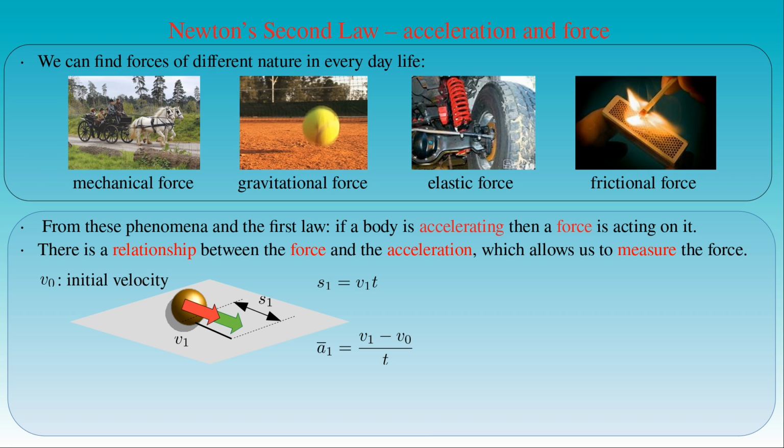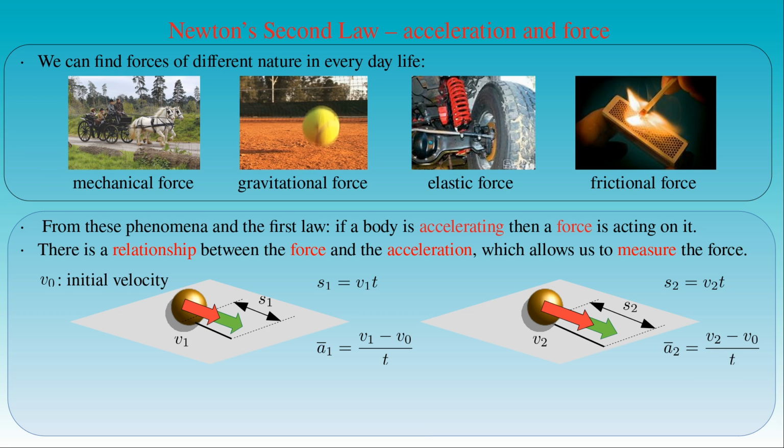If we apply more force when we push the wooden ball, then the ball will travel with the speed v2, which is greater than v1. That can be demonstrated by measuring the distance s2 covered by the moving ball in the time interval t. The distance s2 is equal to v2 times t, and it is greater than s1. As a result, the average acceleration a2, which is equal to v2 minus v0 divided by t, is also greater than the acceleration a1 obtained in the first case.